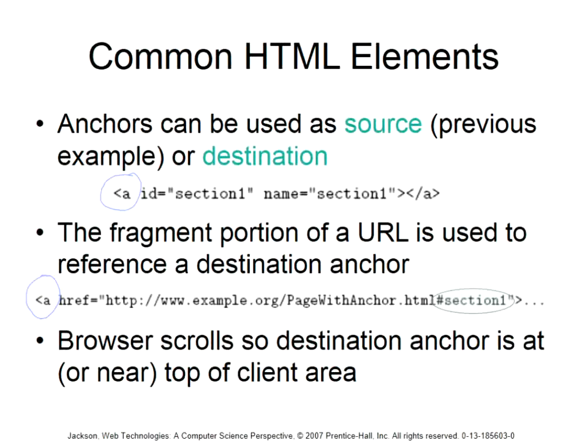So here we will write A with the attribute name, and here we specify the name of this anchor, and in the second one we use href with a hash for the name section. So let's move to an example.